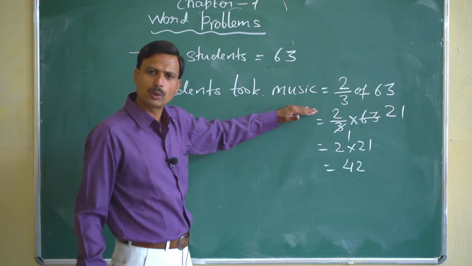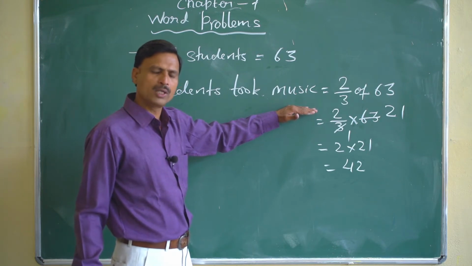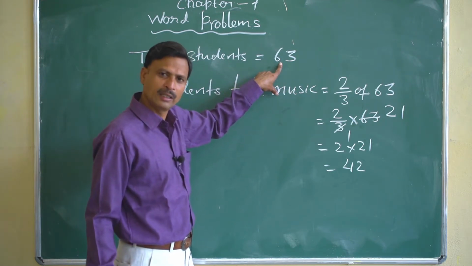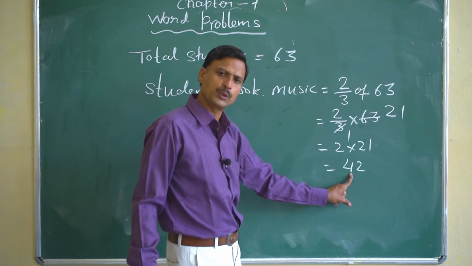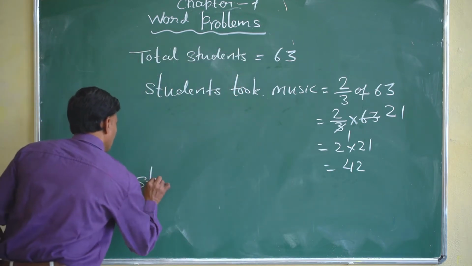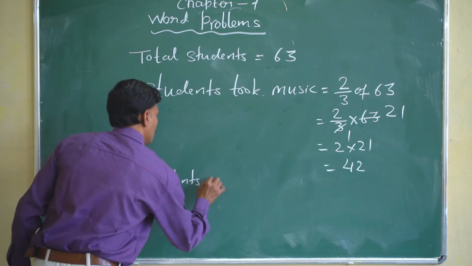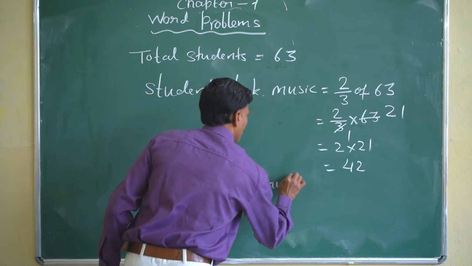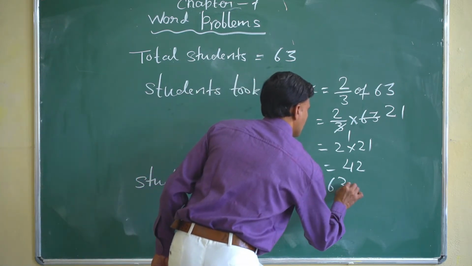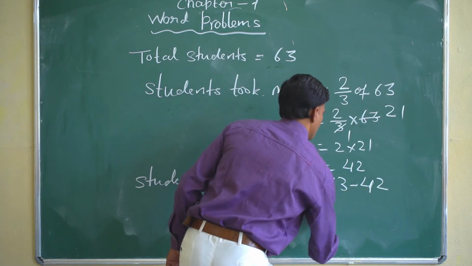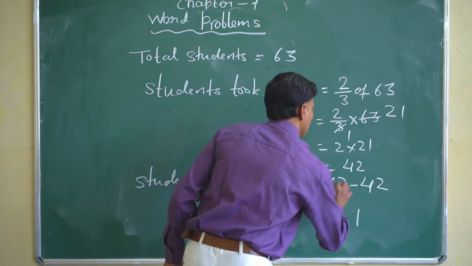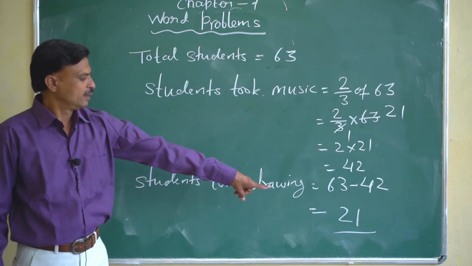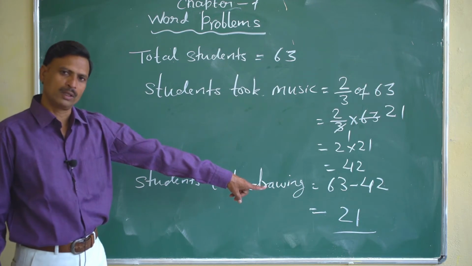So how many students took drawing? Can you tell me? That is 63 minus 42. So 3 minus 2 is 1. So how many students are taking drawing? That is 21. Got it?